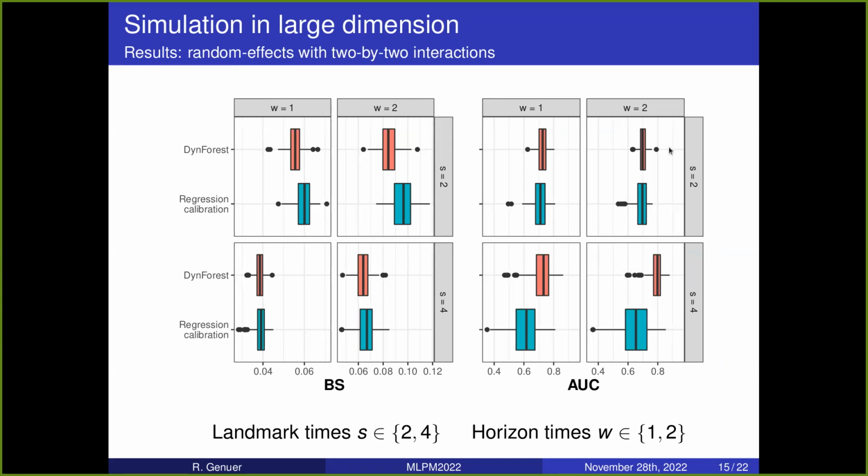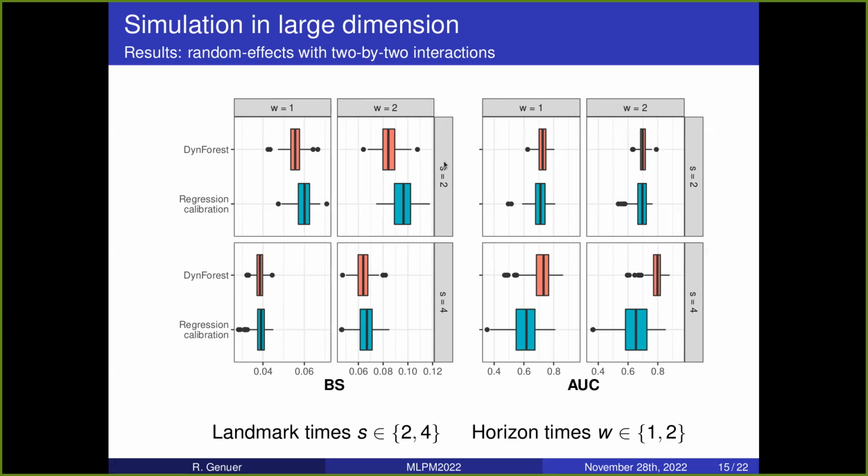And now, just to show you some results in a large dimension context. So now I have 20 markers, and I take all those markers into account. Now I cannot compare anymore to JMbayes because it does not run. And so here we only compare with the regression calibration method, which is a two-step method where you model all your longitudinal markers for all the follow-ups, compute some summaries, and then apply your survival method to predict the probabilities.